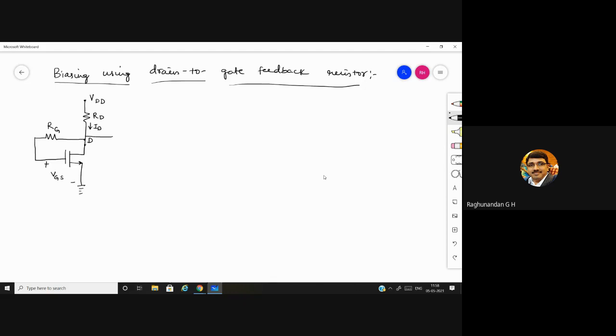Whether it is BJT or FET, in BJT we take the output across the collector, in FET we take the output across the drain, because we had compared collector in BJT to drain in FET. There was emitter, here we have source; there we had base, here we have gate; there we had collector, here we have drain. So there we were taking the output across the collector, here we are taking the output across the drain.